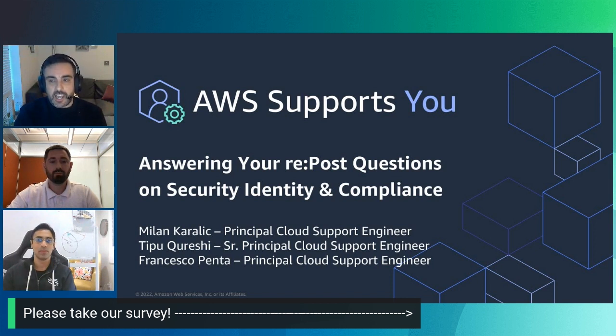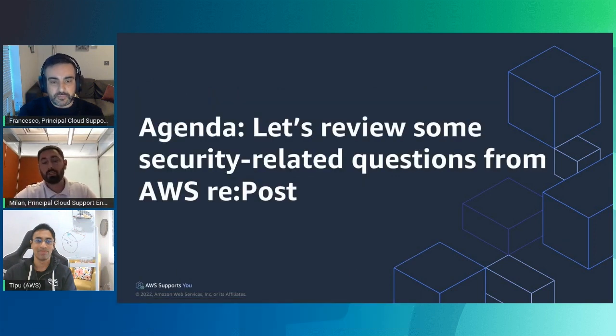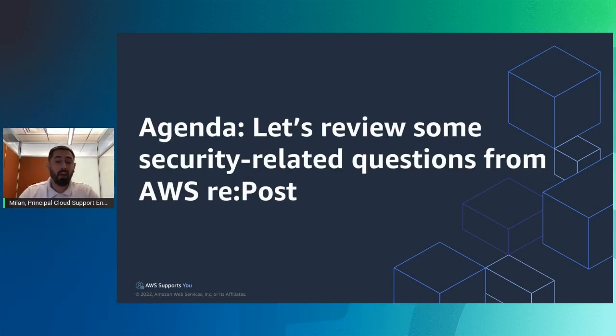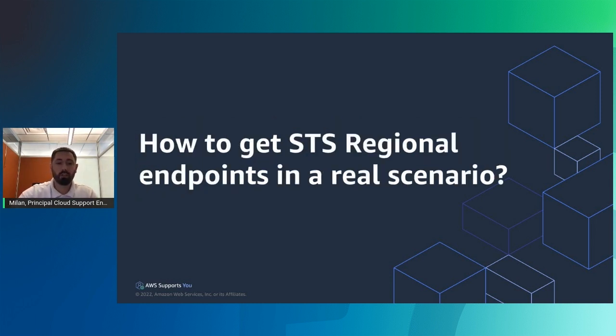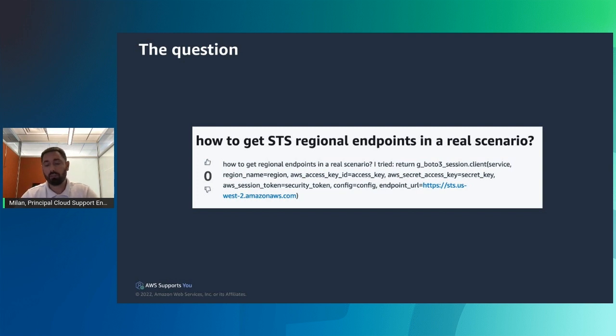And with that said, Milan, can you walk us through what we're going to be talking about today? Thanks, Francesco. So today's agenda is that we're going to be reviewing some of the security-related questions that customers have asked us on AWS re:Post. The first question of the day is how to get an STS regional endpoint in a real scenario. One of our customers was curious how to get the regional endpoint using a Python SDK.